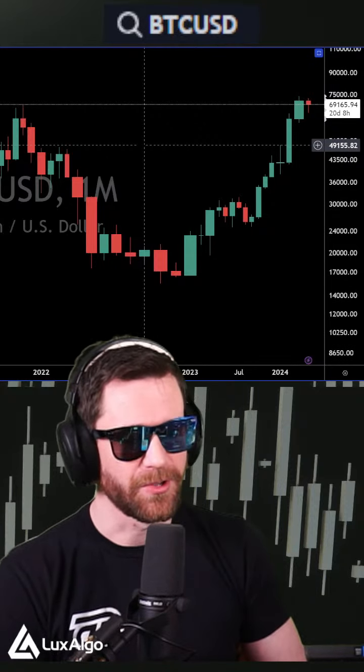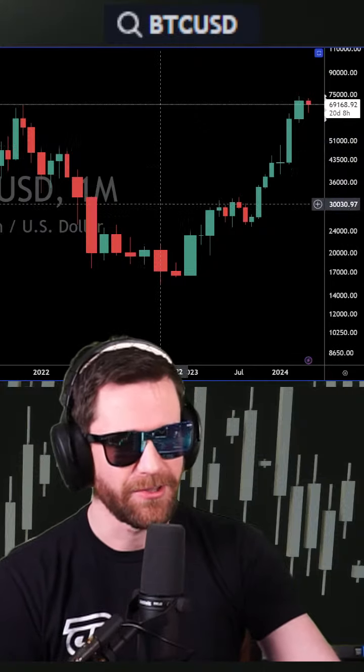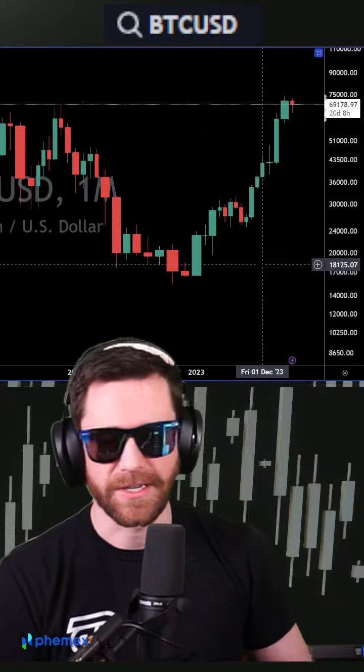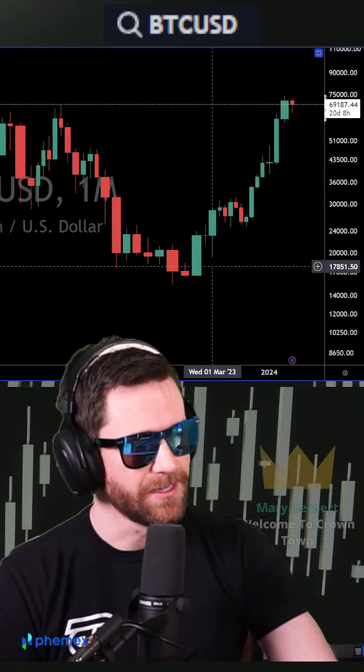But from a zoomed out point of view, I can see a little bit of value, and that value would be looking at swing highs and swing lows on high time frames. You can see down in late 2020.